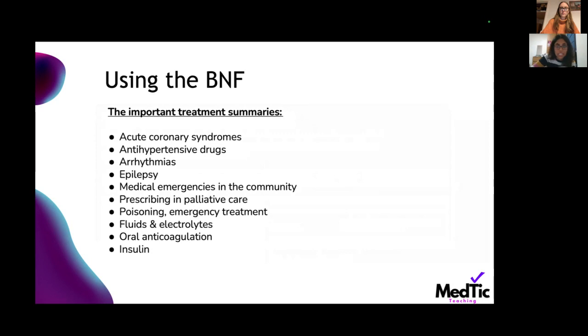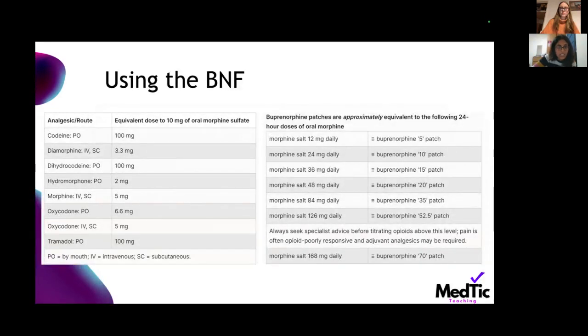And if we move on to the next slide. This is just more specifically about the prescribing in palliative care treatment summary. I've just put this up for you here because I think it's probably one of the most useful things that you can have during your exam. I've just screenshotted two of the tables that are on there, and that's just the opioid conversion tables that are there for you to use.